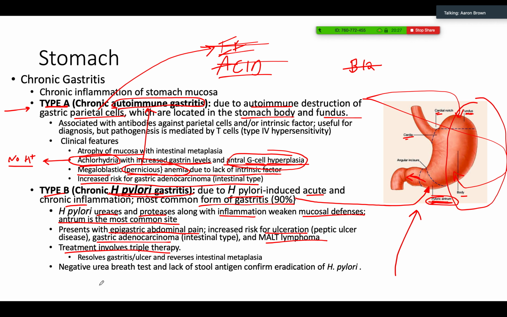In order to test for this, we will do urea breath test and look for stool antigen. Okay, so urea breath test is how we test for H. pylori. Once we have a negative urea breath test and lack of stool antigen, then we know H. pylori is gone. It is gone.